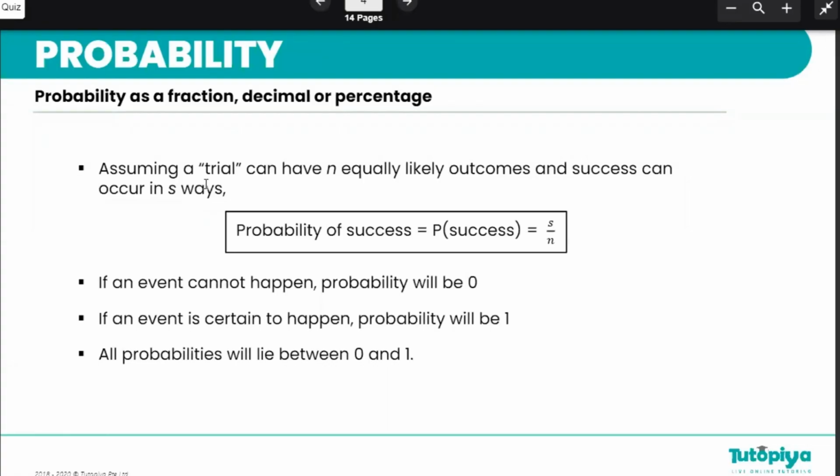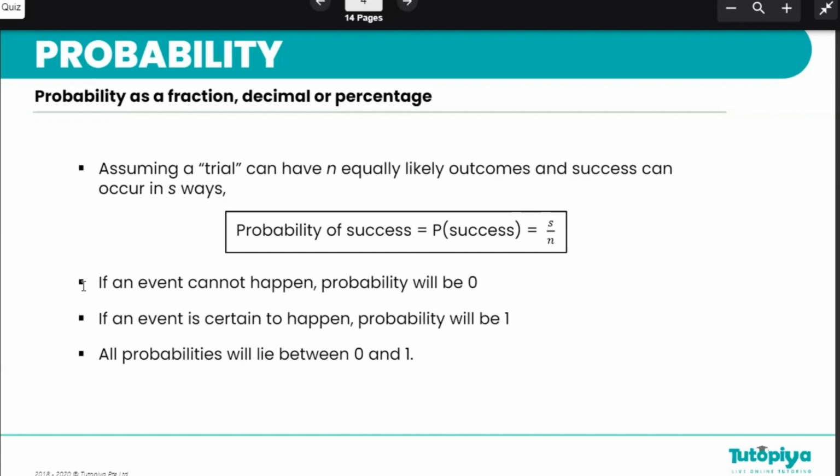We can assume that a trial can have n equally likely outcomes, and if we consider that the success can occur in s ways, then the probability of success is P(success) equals s divided by n. I can apply this to the previous example that we also did. So the probability of success was 1 out of 6 equally likely outcomes, so the probability of success in our previous example was 1/6.